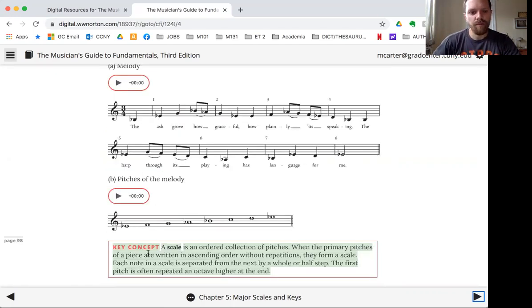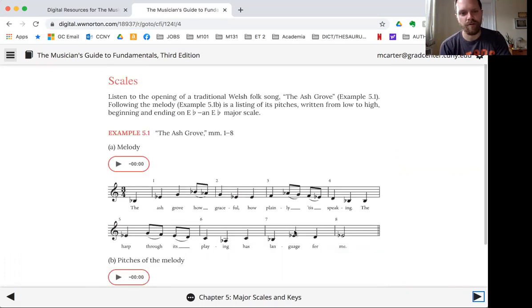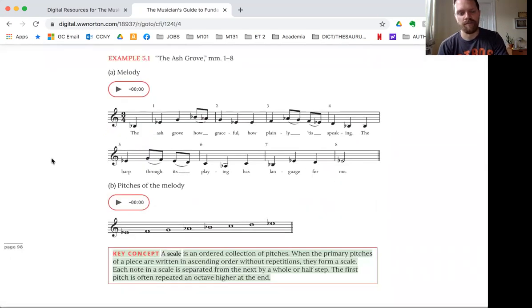So looking at the key concept here on page 98, first your book gives you this melody that has different pitches, and then it aggregates those pitches and puts them in order from this low E flat to the high E flat. All of these pitches along the way: E flat, F, G, A flat, B flat, C, D, and E flat.